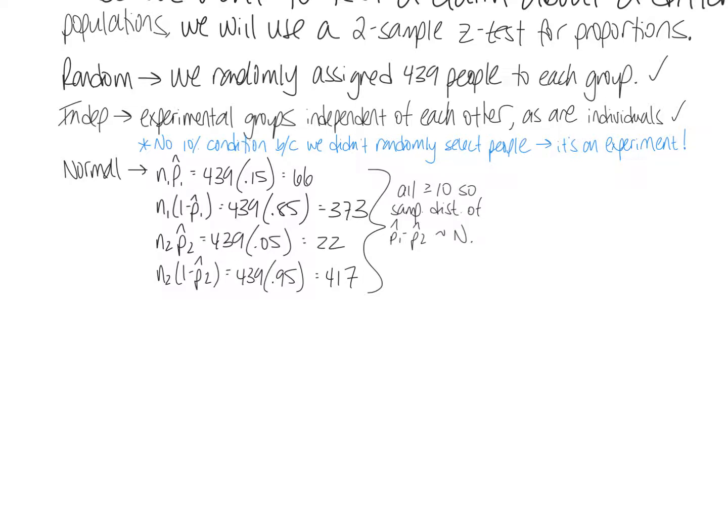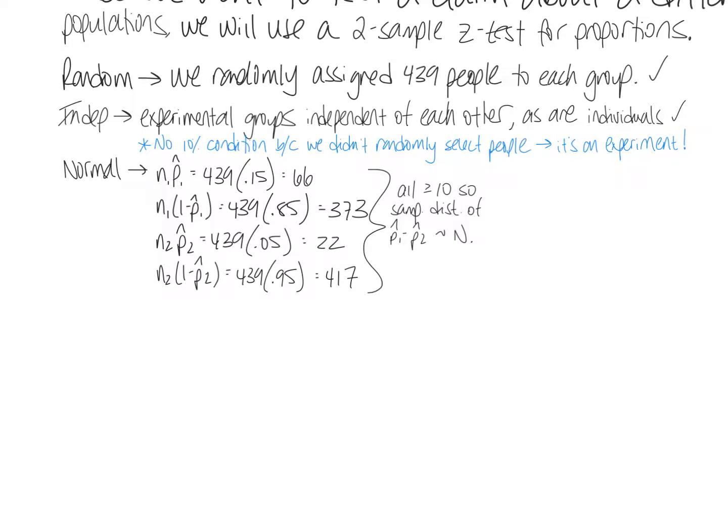For the independent condition, we don't have random selection, so we can't use the 10% condition here. But experimental groups are independent of each other, meaning the cash incentive and the non-cash incentive do not impact each other, as are the individuals. So we're not mentioning the 10% condition. We're saying exactly what's independent about this experiment. So be careful about that. That makes this problem a little bit different than some of the other ones we've done in class.